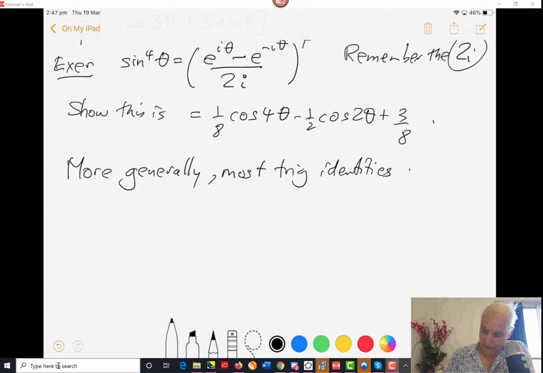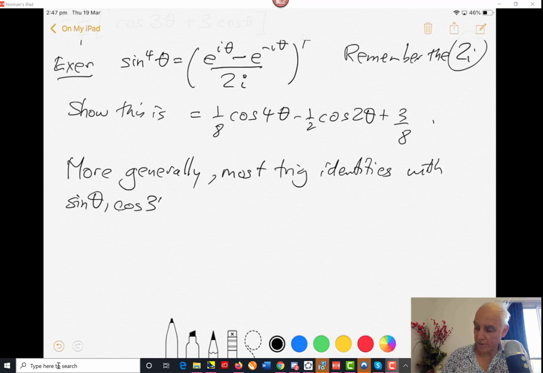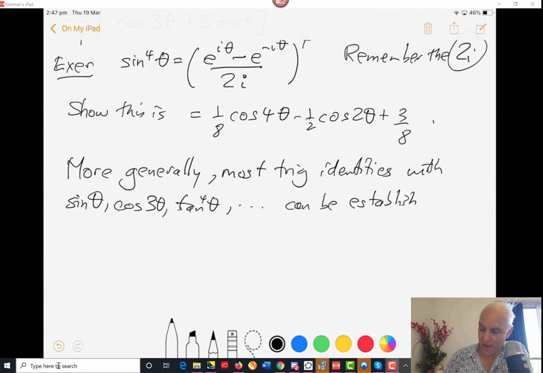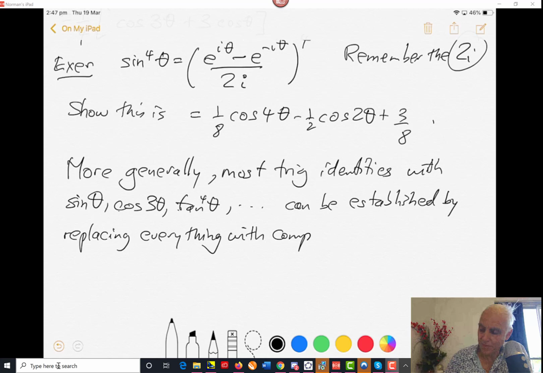Most trig identities involving sine theta, cos 3 theta, tan of theta to the 4th, that kind of expression and various combinations of these things, most of these identities can be established by replacing everything with complex exponentials. You might like to think about this. It's a fun thing to think about. So what do I mean here?